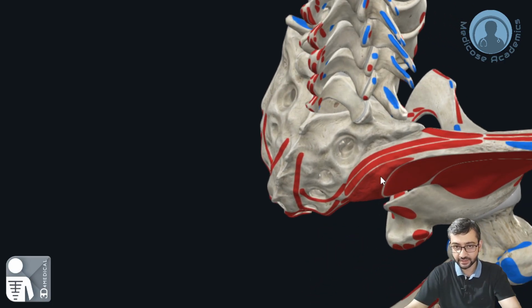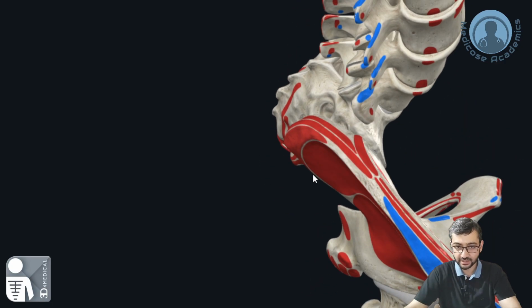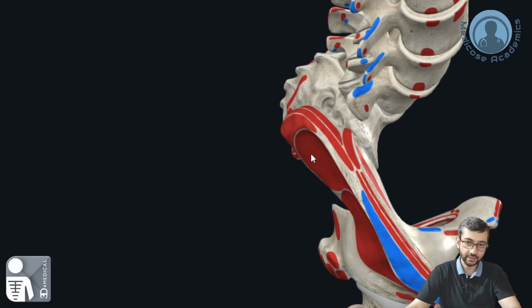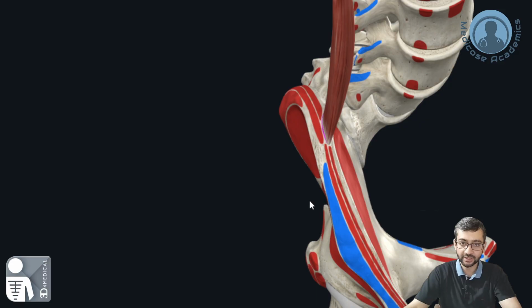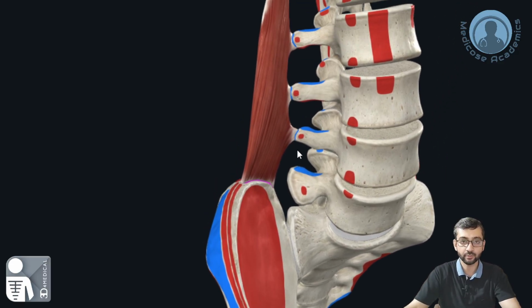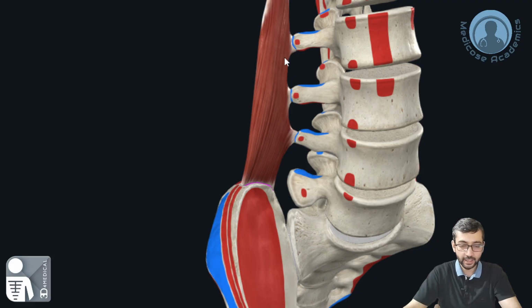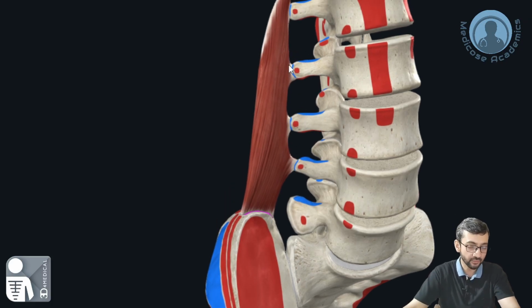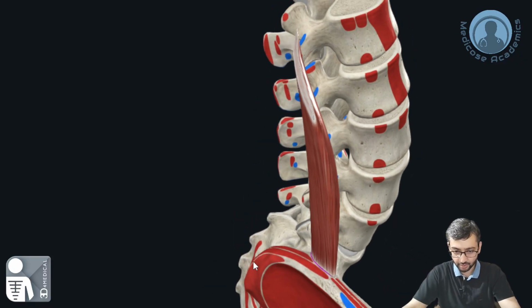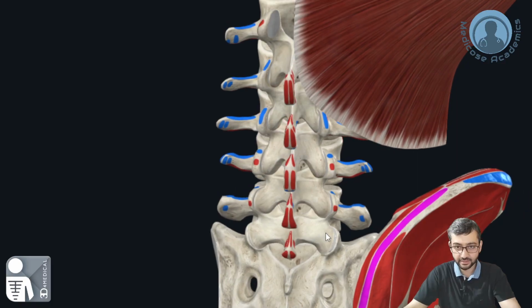The posterior one-third gives attachment to these three muscles. Here we have the inner slope and the outer slope. In the inner slope we have the quadratus lumborum muscle that starts from here and gets attached to the transverse processes of the lumbar vertebrae and also the 12th rib. So this is the quadratus lumborum, and on the inside you get this muscle.